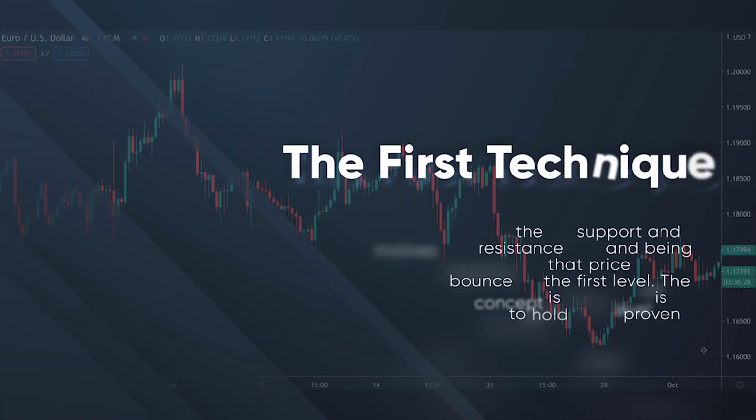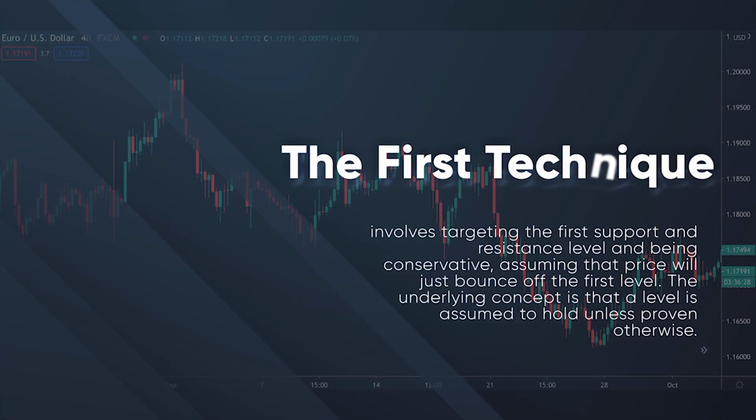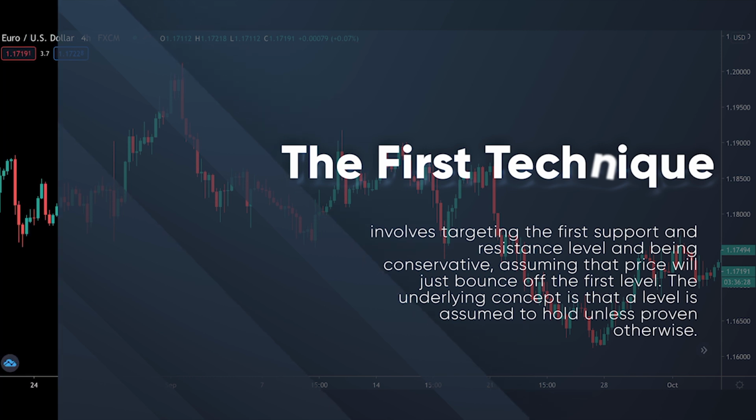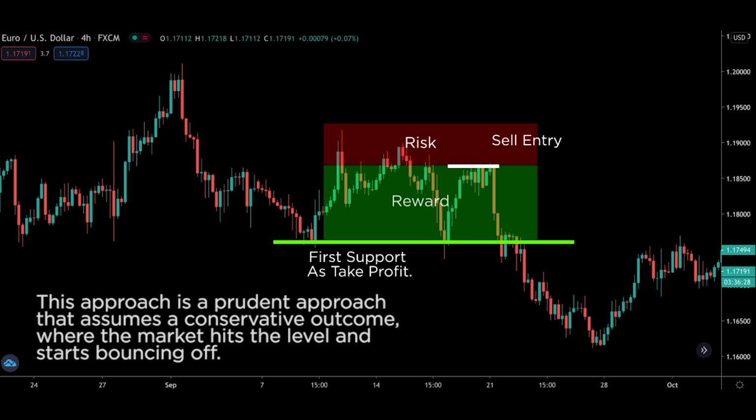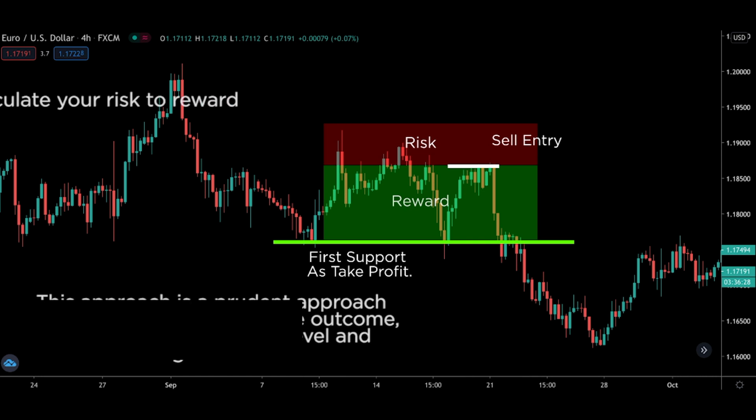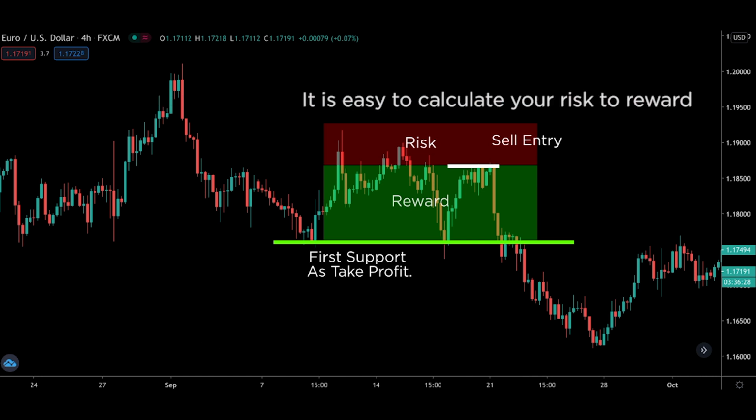The first technique involves targeting the first support and resistance level and being conservative, assuming that price will just bounce off the first level. The underlying concept is that a level is assumed to hold unless proven otherwise. This approach is a prudent approach that assumes a conservative outcome when the market hits the first level and starts bouncing off. With this approach, it is easy to calculate your risk to reward.